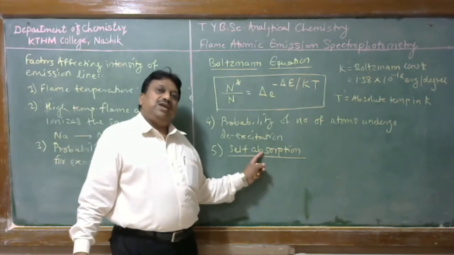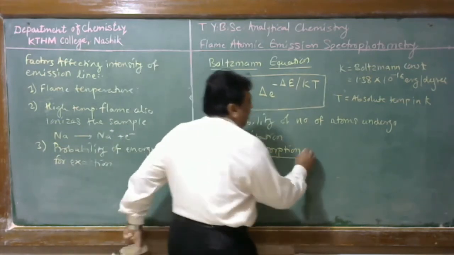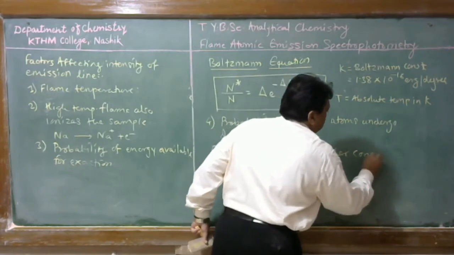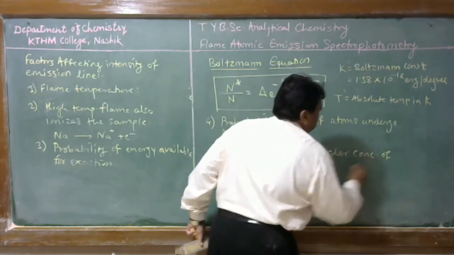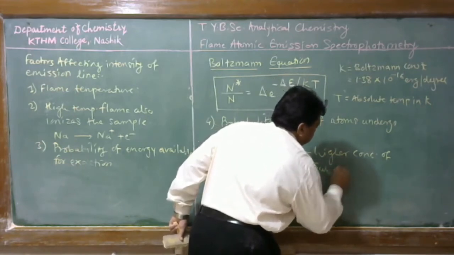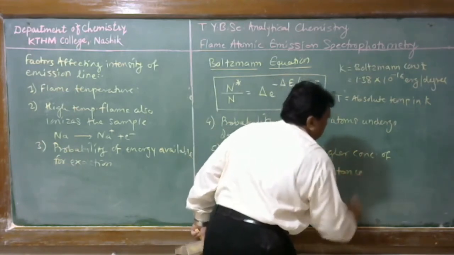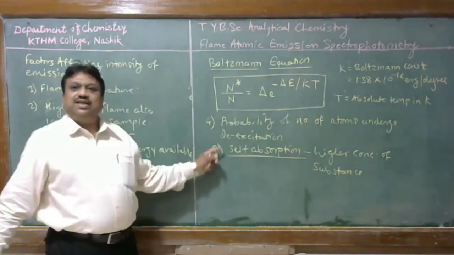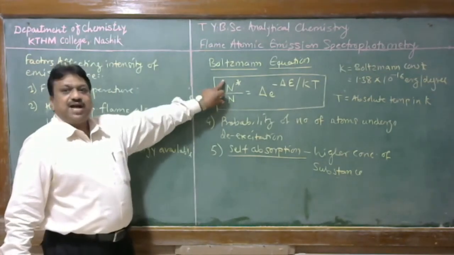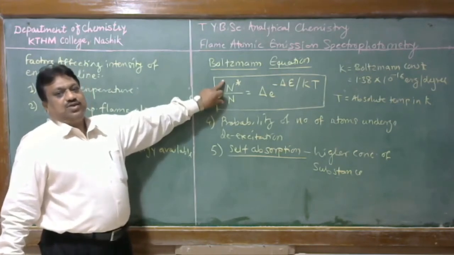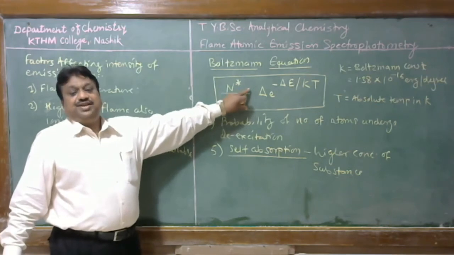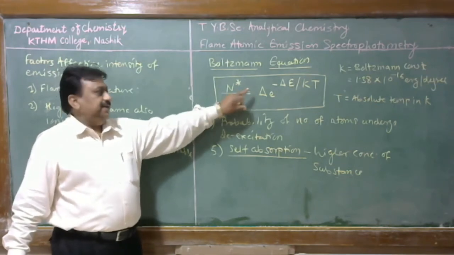Generally, it occurs at higher concentration of the substance or sample. And these are the different factors that determine the fraction of ions that undergo electronic transition, and that determines the emission intensity of the resonance line.